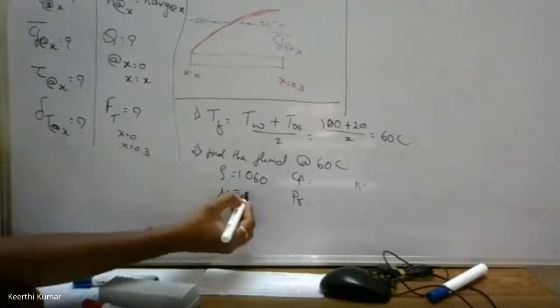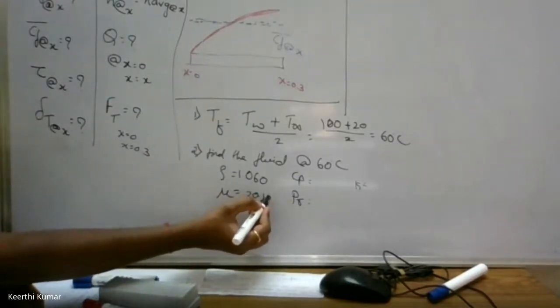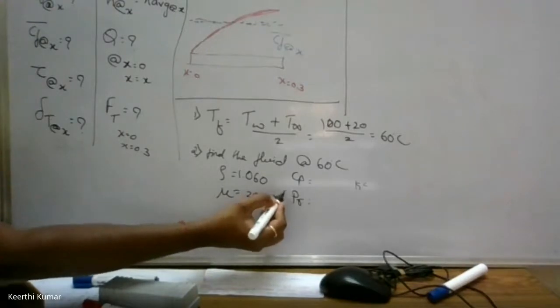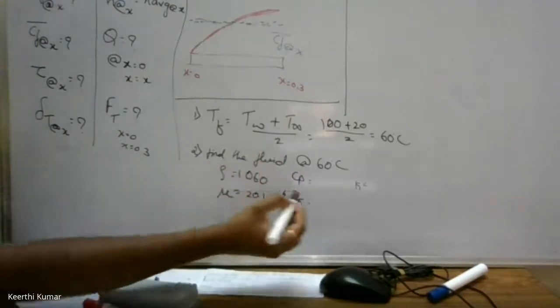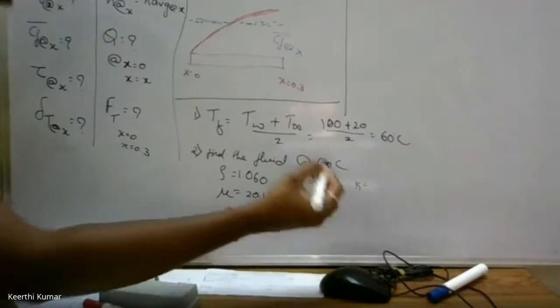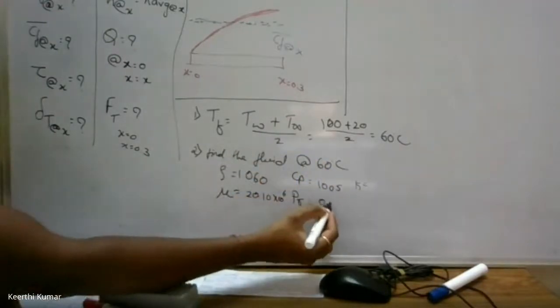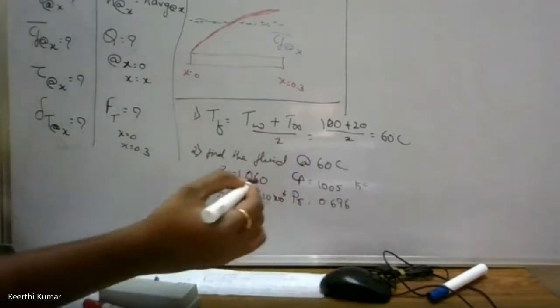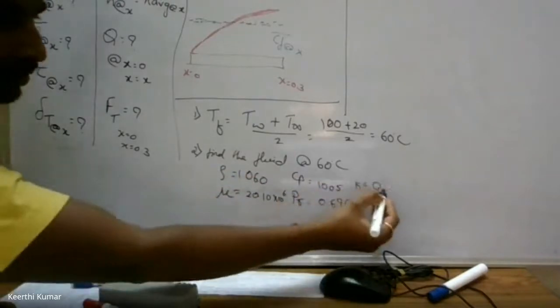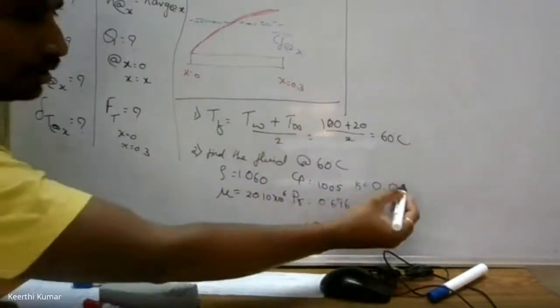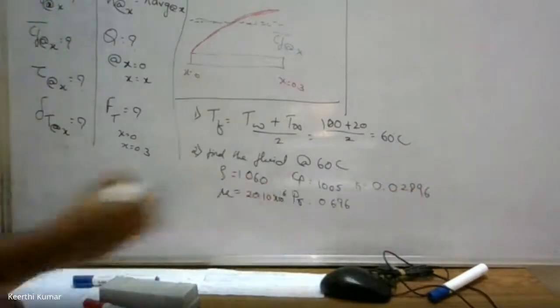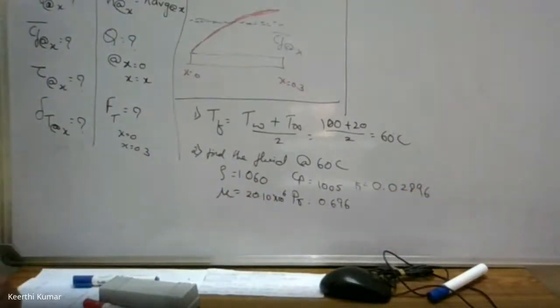Rho is 1.060, and mu is 20.10 into 10 to the power of minus 6. Cp is 1005. Prandtl number is 0.696 and thermal conductivity is 0.02896. These are the values I obtained from the data handbook. Please try to get the values from the data handbook, and also try to draw the figure. If you draw the figure, you'll come to know what he's asking, what to find out, and where to find out, everything.